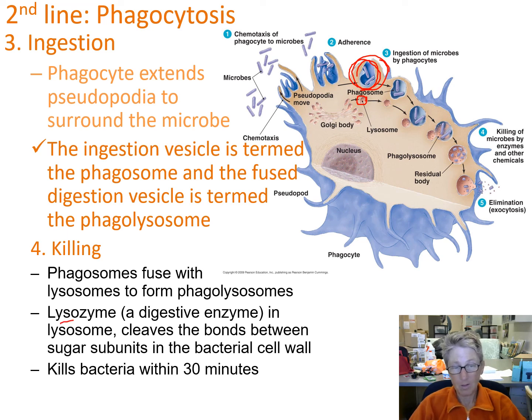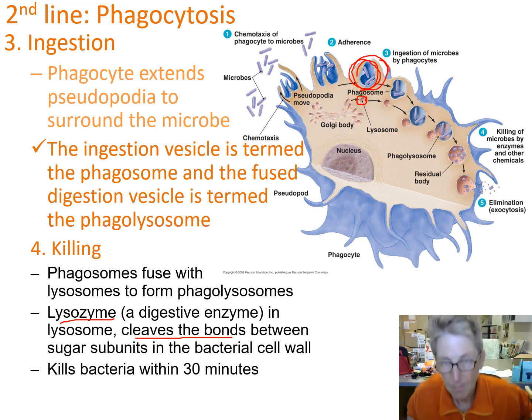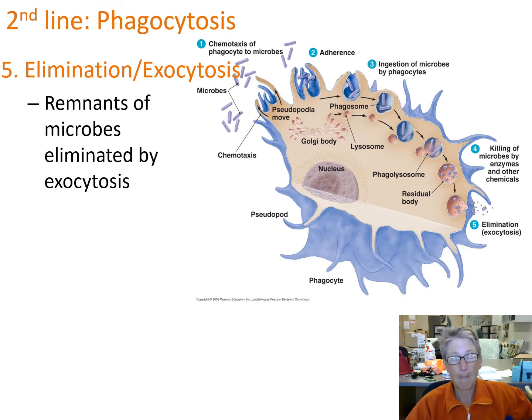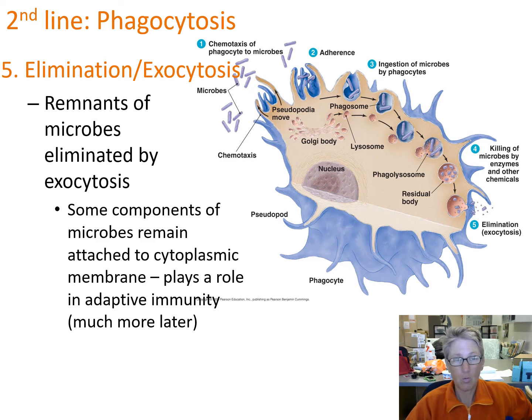I told you there's lysozyme in the lysosome. You have to think about it this way: lysozyme is the enzyme, and the lysosome is the structure inside the macrophage or the phagocyte. Lysozyme will cleave the bonds between the sugar subunits in the cell wall. Remember NAG and NAM, the peptidoglycan cell wall. Lysozyme destroys that. With this process of phagocytosis, you can kill bacteria within 30 minutes. And then once they're dead, you eliminate them or exocytose them.